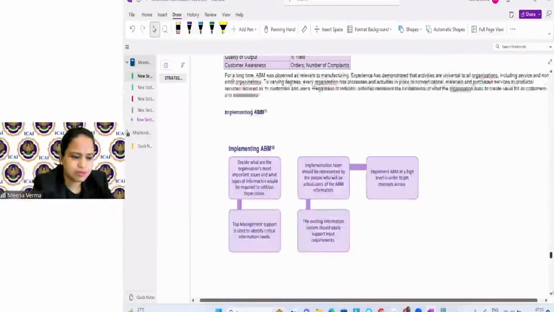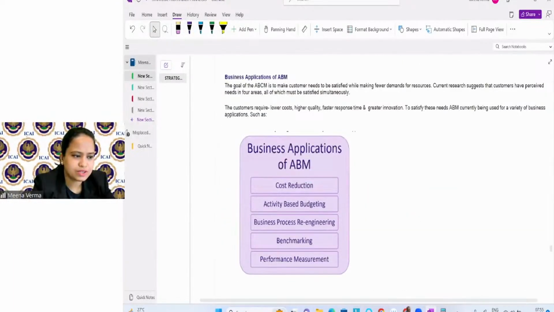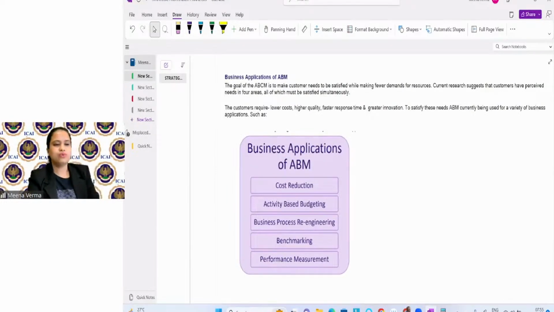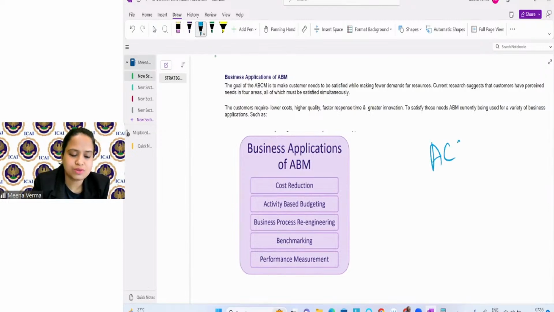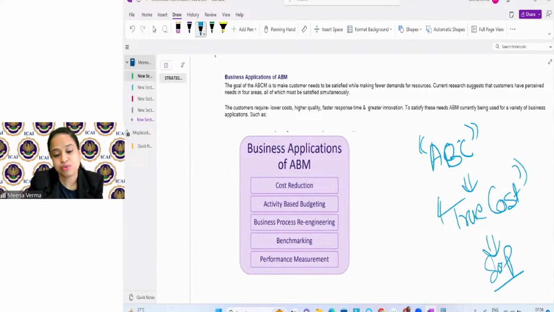We have covered this topic. Now, what is left? Activity-based management, business application. How we can apply activity-based management. I told you that activity-based costing is the best way. Why? Because it gives me the true cost of the product. If you know the true cost, you can find the true selling price and the true profitability you are earning from the product. So what is happening here?